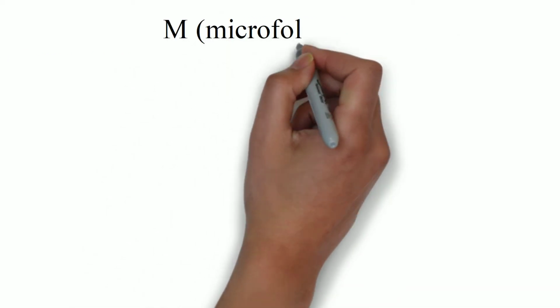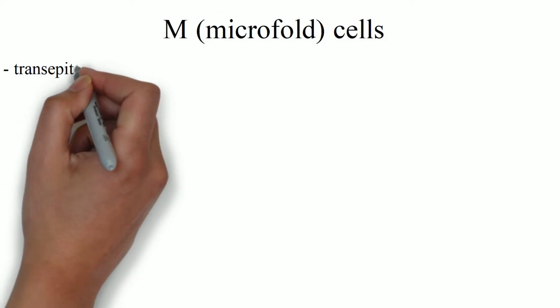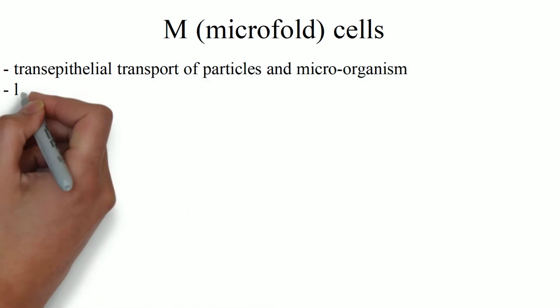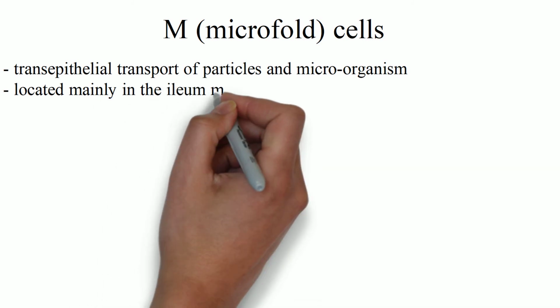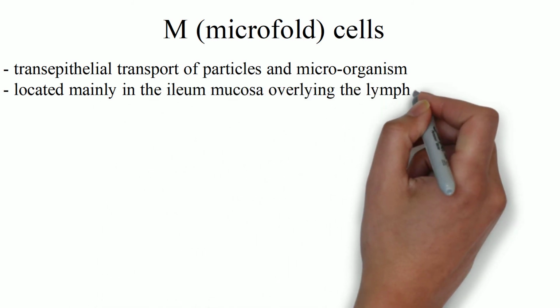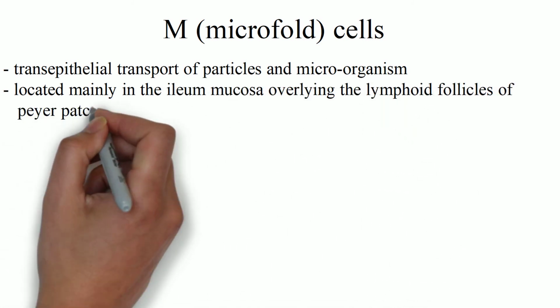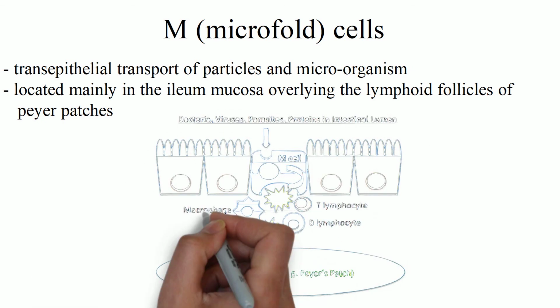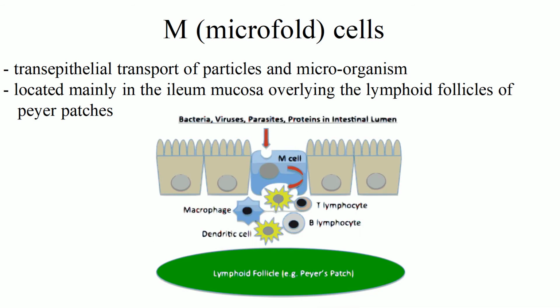The next cell we have here is the M cell, which is also known as the microfold cell. This cell is mainly located in the ileum mucosa overlying the lymphoid follicles, which are also known as Peyer's patches. Its main function is the transepithelial transport of particles and microorganisms. The microorganisms which enter our body, the M cell transports them towards the lymphoid follicle, and then the lymphoid follicle destroys these microorganisms by activating macrophages, T lymphocytes, and B lymphocytes.